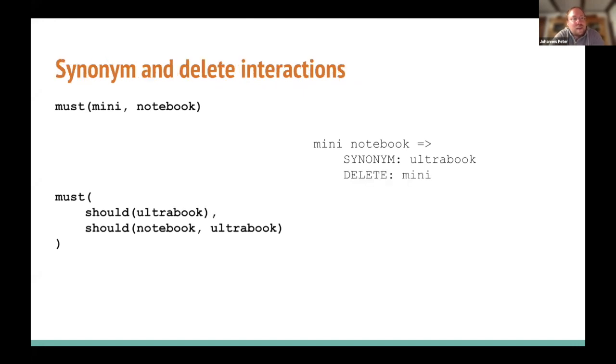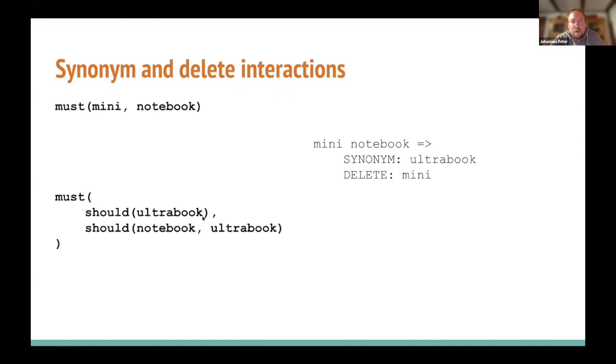Finally, a complexity comes into place if we combine synonym and delete rules, so unexpected behavior can occur. For instance, we have a must clause with mini and notebook again. And now we have the synonym ultrabook. So the term ultrabook is added to both terms with a should clause as shown above. And now we delete mini. So we delete one term. This means that we remove one term out of the clause here, and what is remaining is a should that encapsulates ultrabook, and a should that encapsulates notebook and ultrabook. But this means that actually notebook is not used anymore, because ultrabook becomes mandatory anyway.